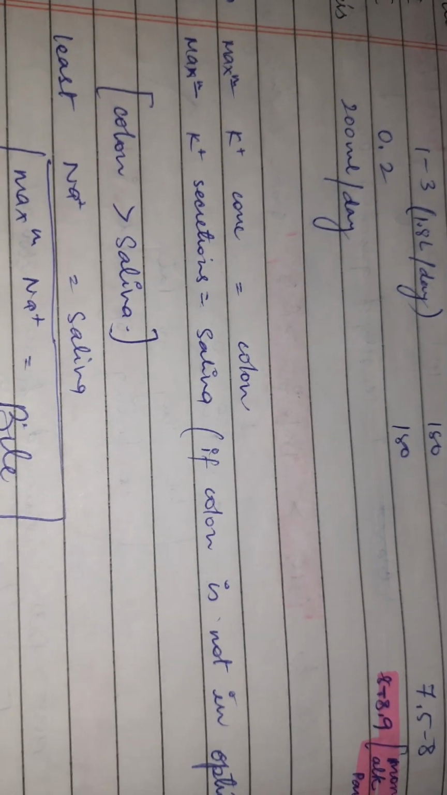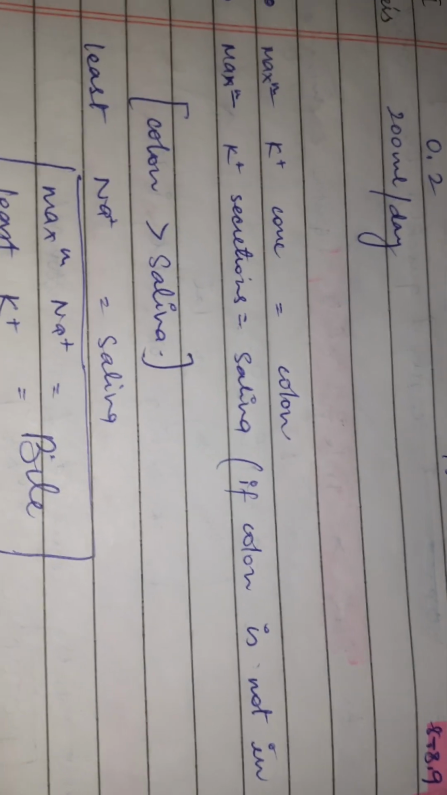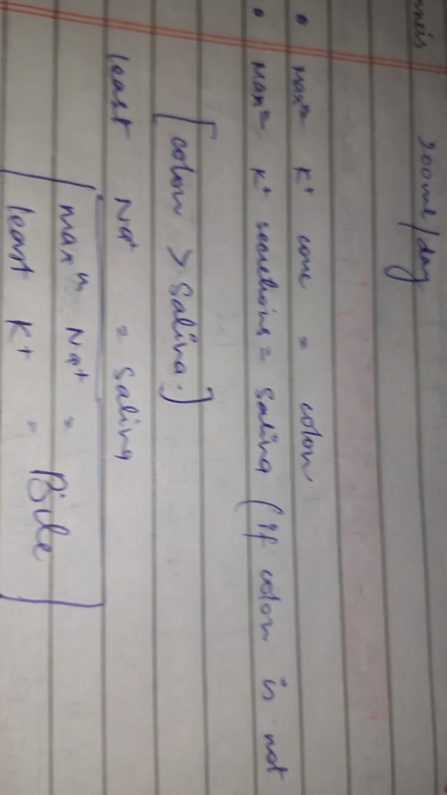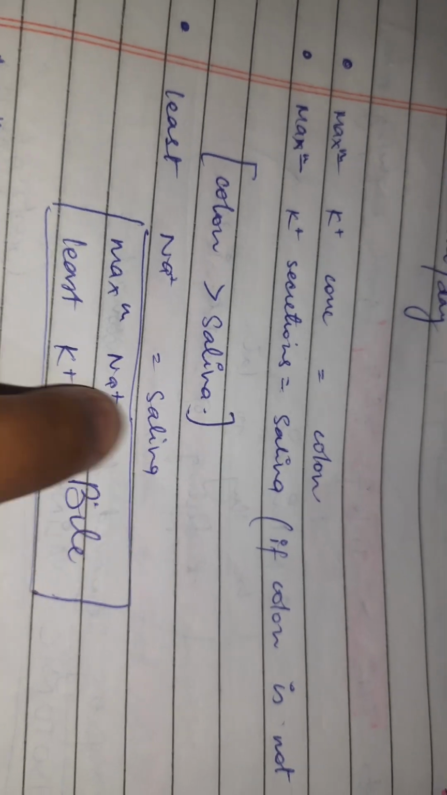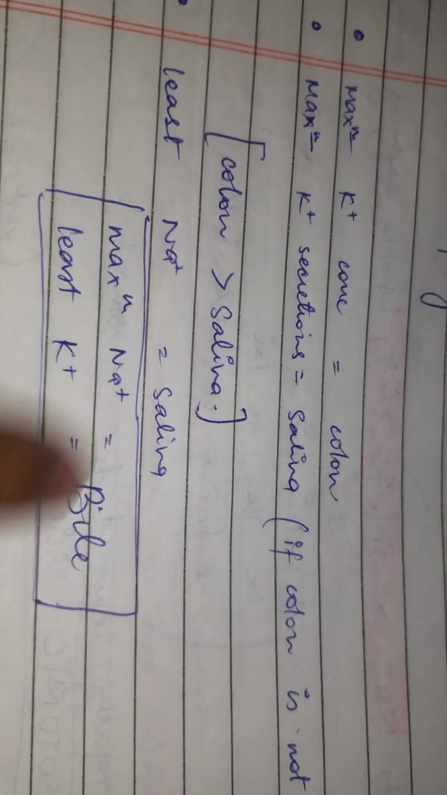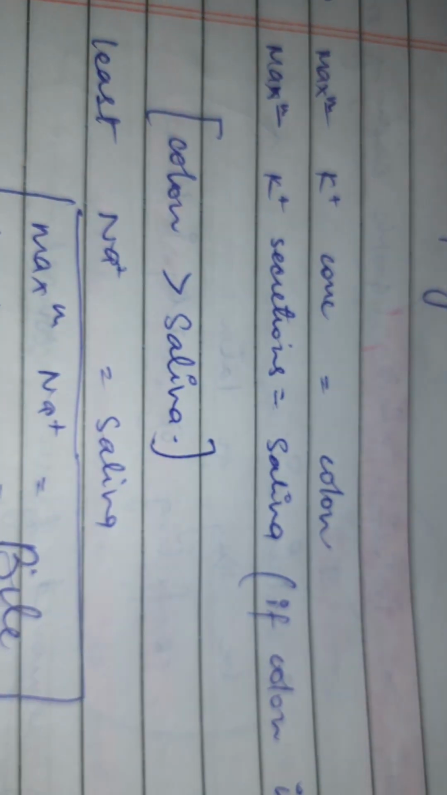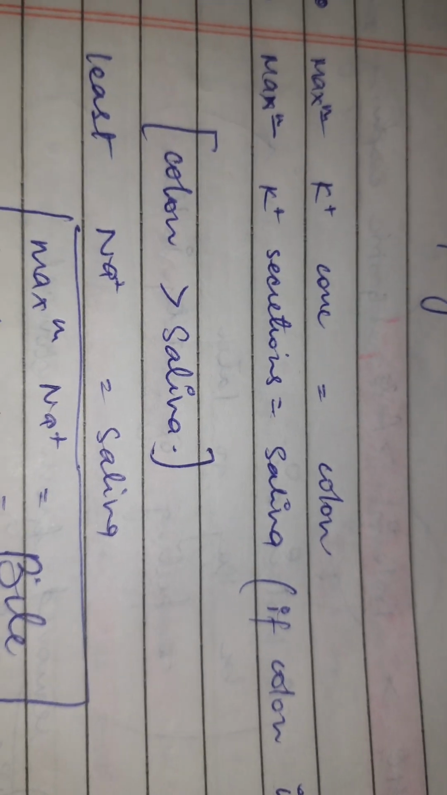Maximum potassium concentration is present in the colon. Potassium in colon, potassium in K and C. The least concentration of potassium is in bile, but bile has maximum bile salts, so maximum sodium is present in bile. Least sodium is present in saliva.